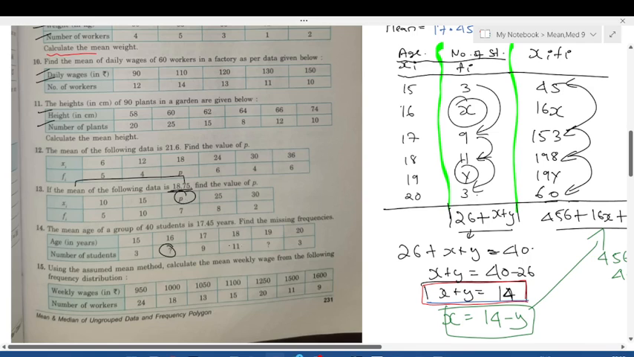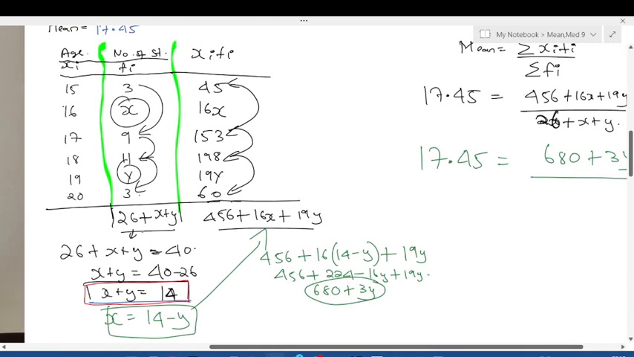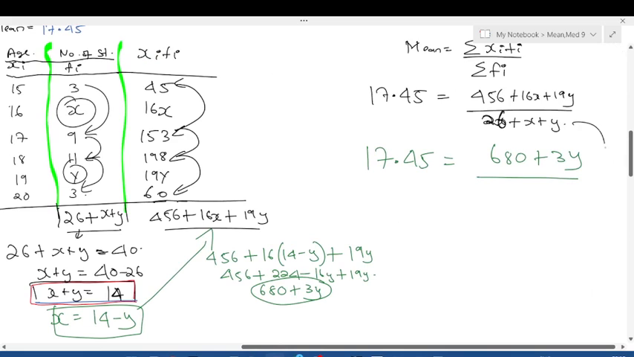See, if one value is not given, mean value is given, students. But in this question, how many values are missing? And how many values have they given us? Two values. So remember this, if one value is missing, they'll give us one data, mean value. If two values are missing, they'll give two data. That is, mean is 17.45 and 40. This 40 is nothing but number of students. Which column is number of students? First column or second column? Second column. So this entire second column, 26 plus x plus y, you have to take it as 40. Remember this, when two values are missing, definitely they'll give you second column value 40.